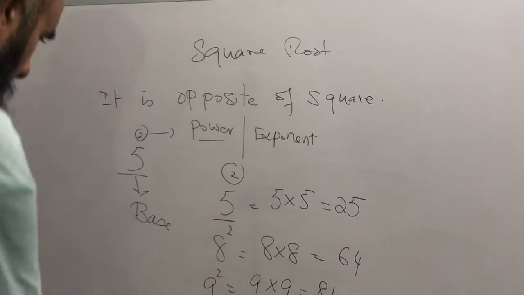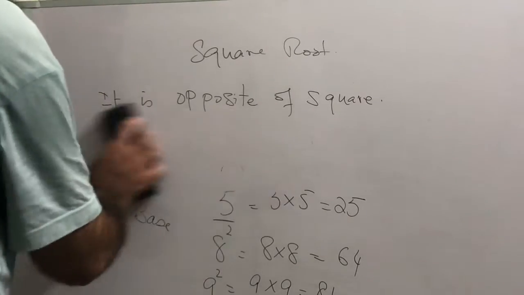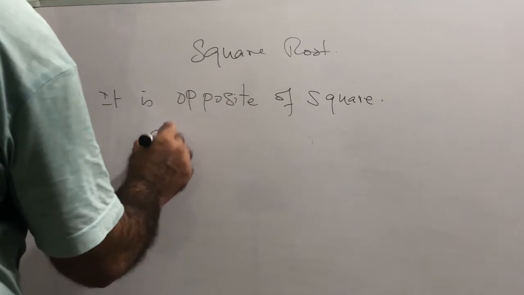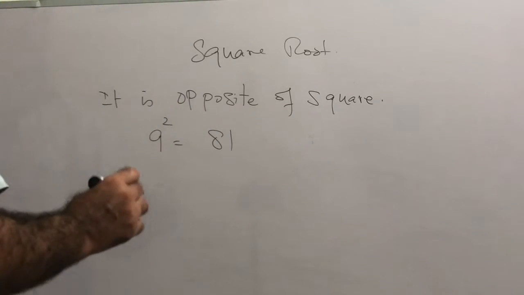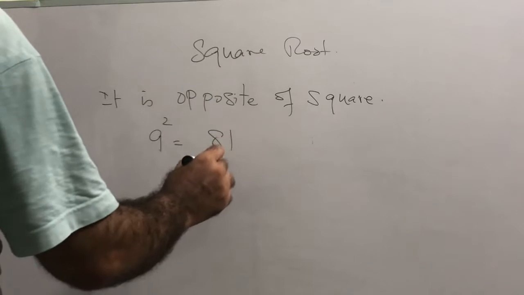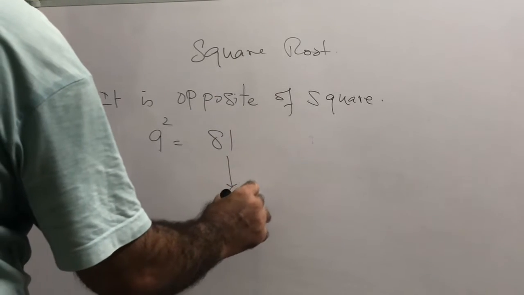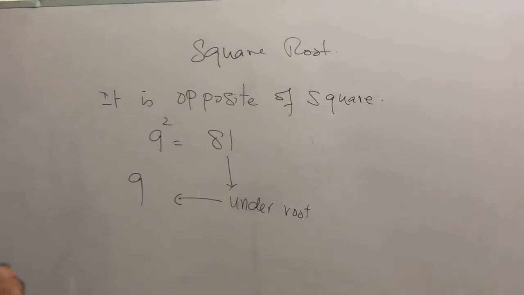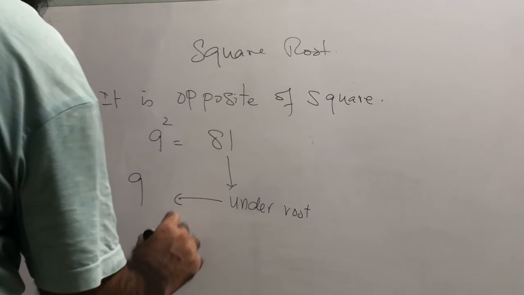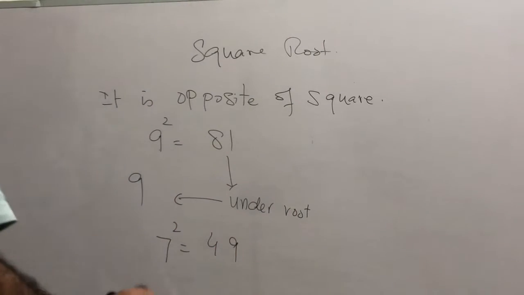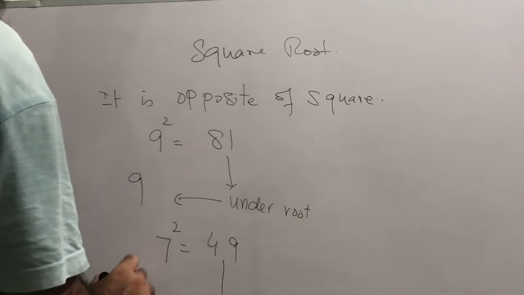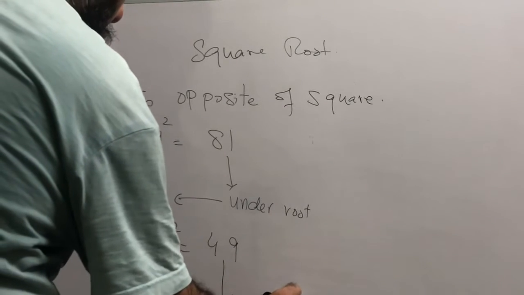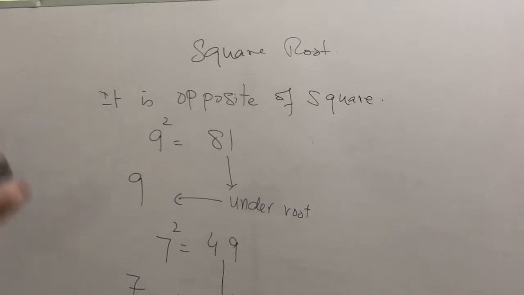Now if we learn this, then we need to study square root. As I told you, it is the opposite of square. So the square of 9 is 81. If we take the under root of 81, its answer will be 9. If the square of 7 is 49, if we take the under root of 49, the answer will be 7. So in one way it is becoming the opposite of square.